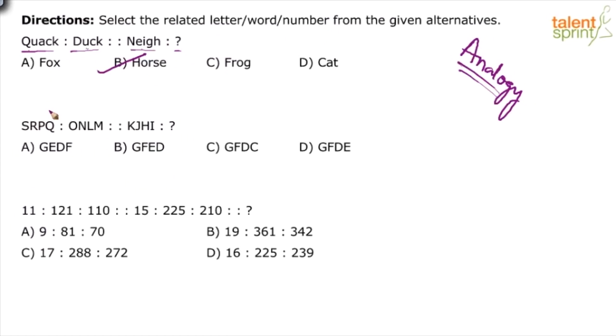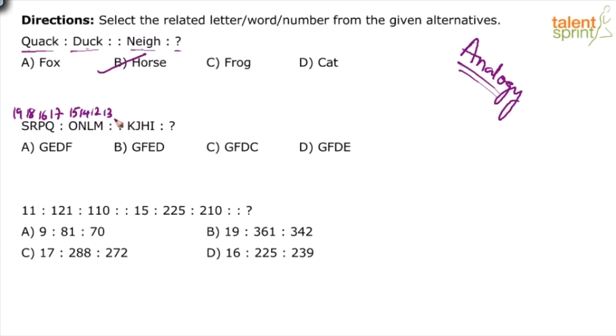So let's just go by the positions. Like for example, S is the 19th letter. R is the 18th letter. How about P? P is 16th and Q is 17th. So basically their positions are 19, 18, 16, 17. How about O, N, L, M? O is the 15th letter, N is the 14th letter, L is the 12th letter, and M is the 13th letter.